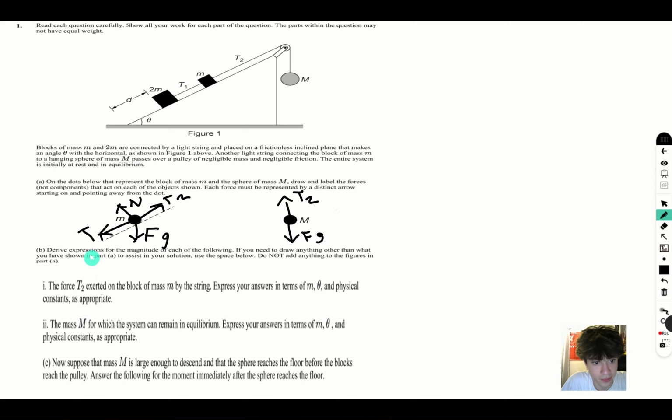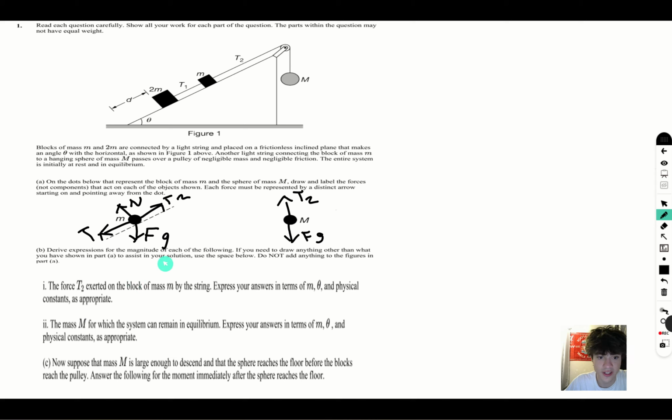Alright, let's go to part B. Derive expressions for the magnitude of each of the following. If you need to draw anything other than what you have shown in part A to assist in your solution, use the space below. Do not add anything to the figures in part A.